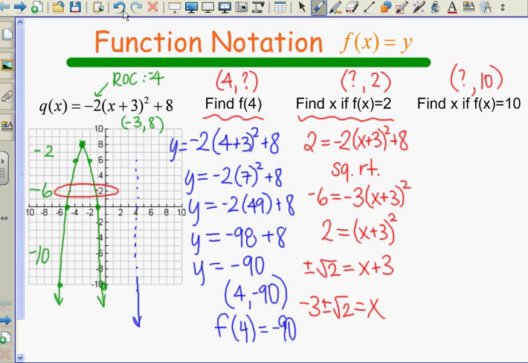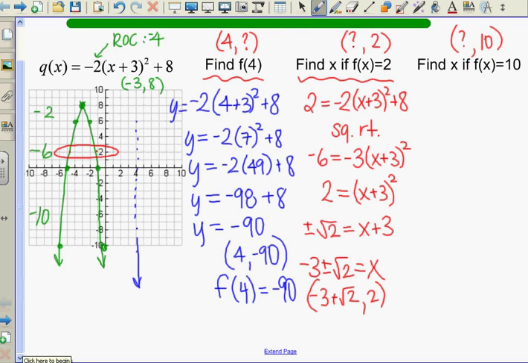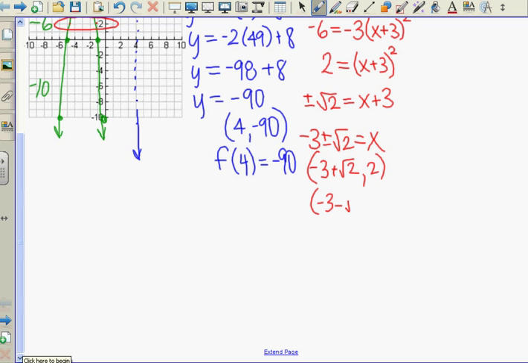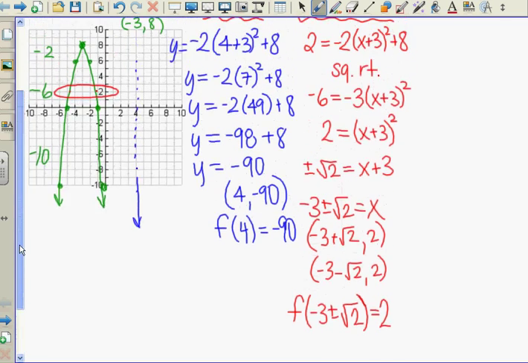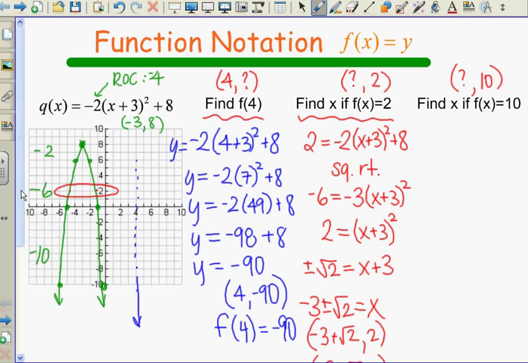So we know that the spots that those are really crossing at 2 would be -3 plus root 2, comma 2, and then separately -3 minus root 2, comma 2. And if we wrote that in function notation, we'd be saying that f of -3, just to save time, plus or minus root 2 equals 2 when we plug those guys in. I know that looks ugly, but it's true. All right, one more.